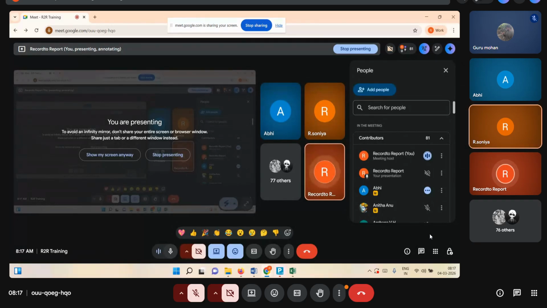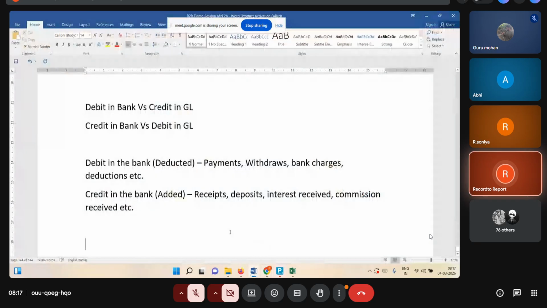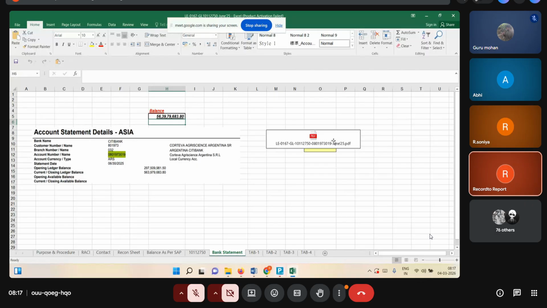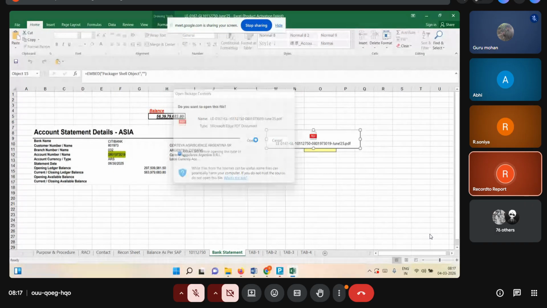Customers in the bank are called sundry creditors. All the customers for the bank are sundry creditors. Why? Whatever bank balance is held in the customer accounts is liable to be paid to the customers in the future whenever it is required. Clear, guys? Please understand. I always suggest you match debit with credit.